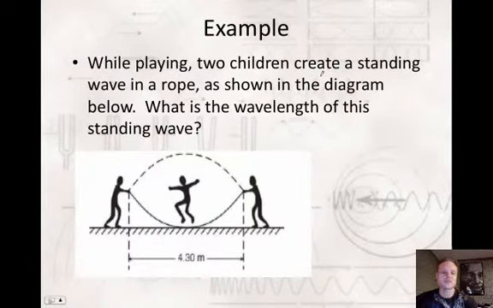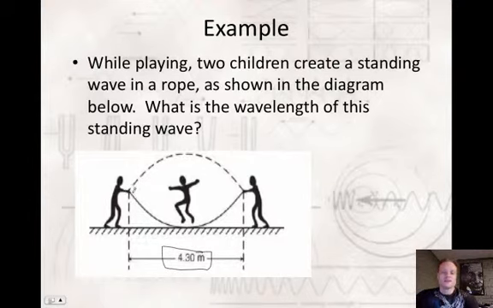So let's take an example of how you can use this. While children are playing, 2 children create a standing wave in a jump rope, as shown in the diagram below. What is the wavelength of this standing wave? You'll notice these 2 kids are 4.3 meters apart.